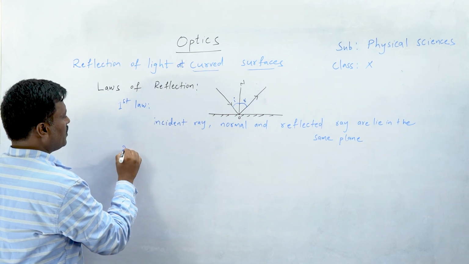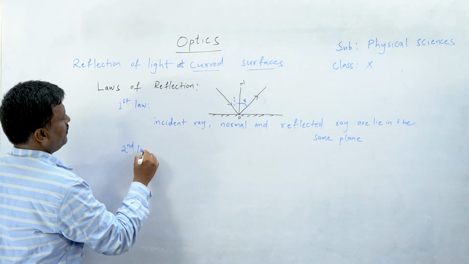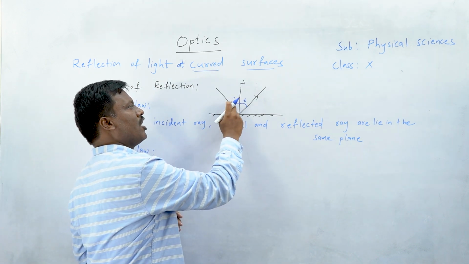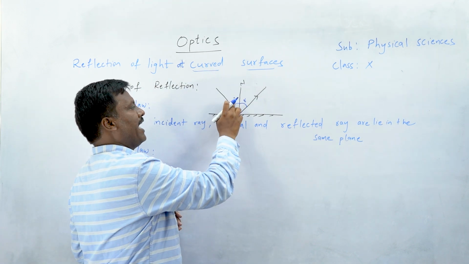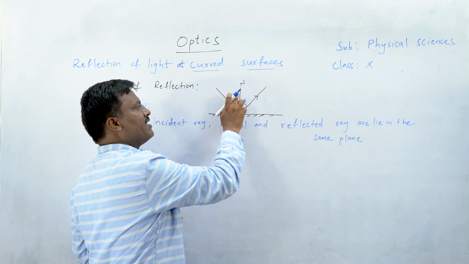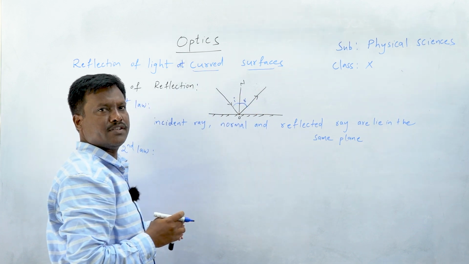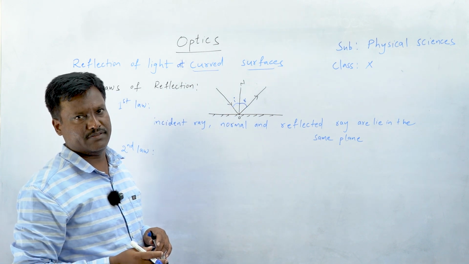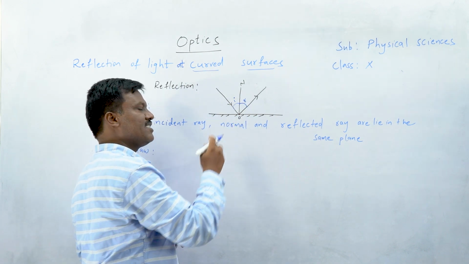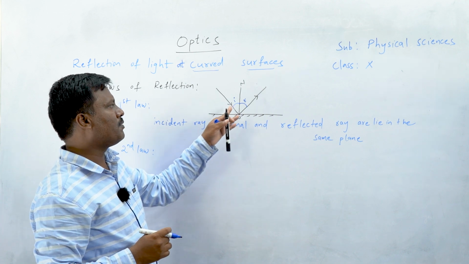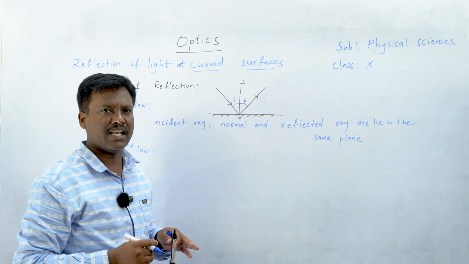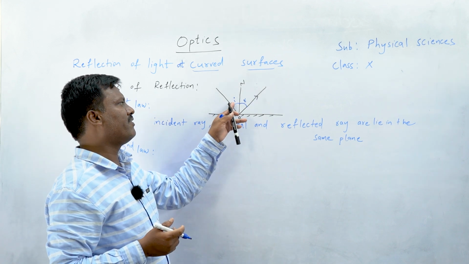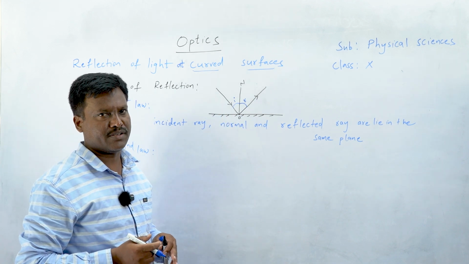So we are going to talk about the other law, the second law. This is the angle between incident ray and normal, angle of incidence. This is the angle between the normal and reflected ray, angle of reflection. These both angles are always equal. We have the proof also in 8th class, Fermat's principle: light always chooses the path that takes the least time to travel. That proves angle of incidence is equal to angle of reflection.